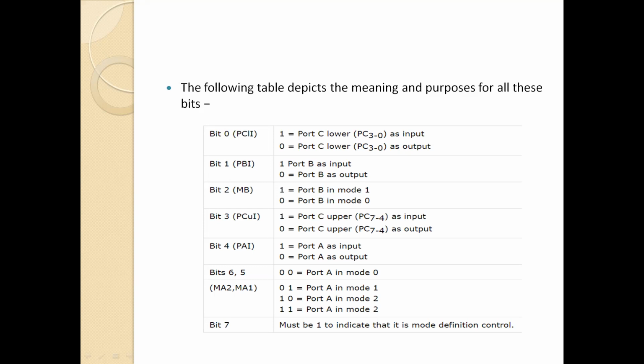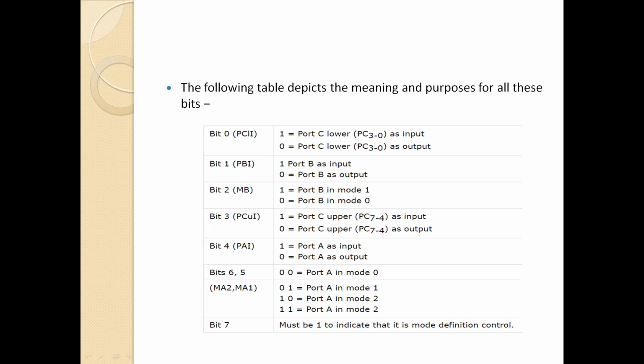When bit 3 is 1, the port C upper pins are doing the input function. When the signal at the bit 3 pin is low, that is reset, then the port C upper bits are doing the output function. When bit 4 is set, then port A is acting for the input function. When bit 4 is reset, then port A is performing the output function.